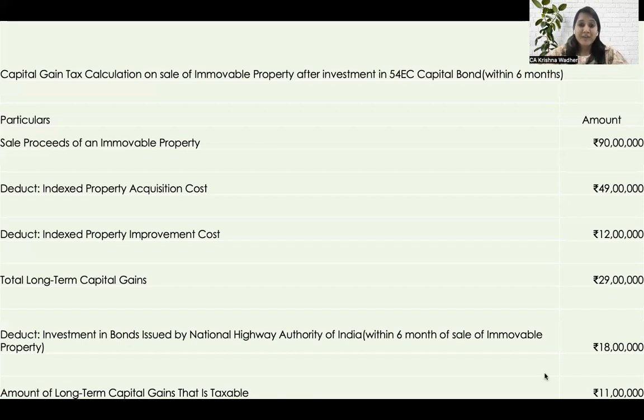So this is a very good way of reducing your long-term capital gain tax. Okay. Now I'll talk about some of the questions generally asked by my clients. What is the lock-in period? What if I withdraw money before the lock-in period? So there is a lock-in period for these capital bonds.